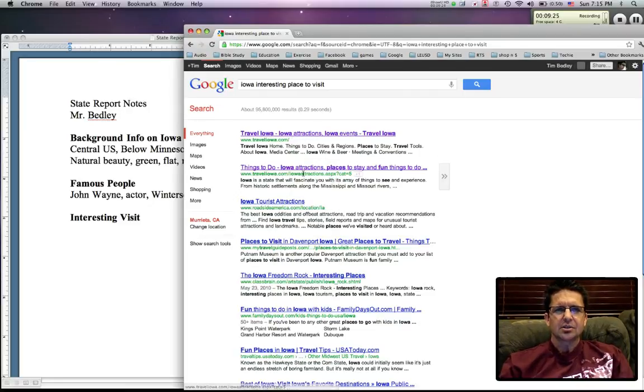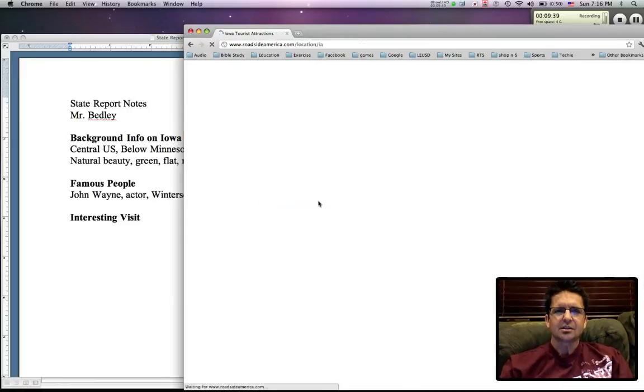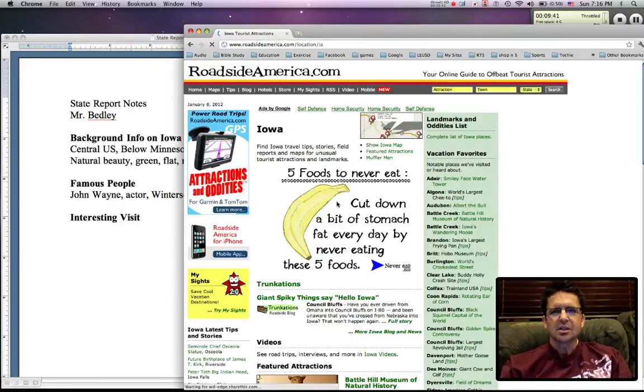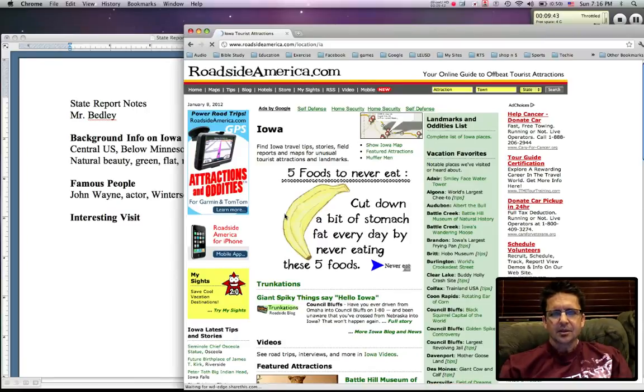That looks good. Things to do, Iowa attractions. Places to stay and fun things to do. Notice I'm just reading the blue at the top there. I'm going to go ahead and pick this third one. It says Iowa tourist attractions. I want something that's real basic, and that sounds like basic, and it's just cutting right to the important thing there. Oh, I don't know.